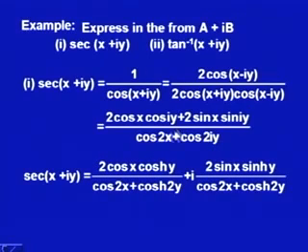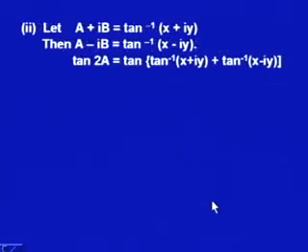and this means sec(x+iy) is equal to 2 cos x cos hyperbolic y divided by cos 2x plus cos hyperbolic 2y, plus i times, i is coming from this, 2 sin x sin hyperbolic y divided by cos 2x plus cos hyperbolic 2y. So, this is my A and this is B. So, sec(x+iy) is expressed as real part plus i times the imaginary part.